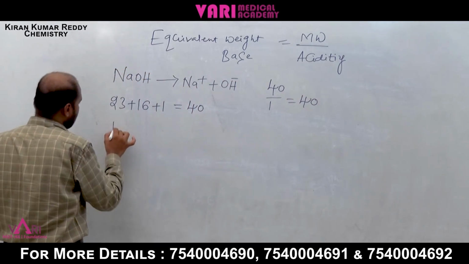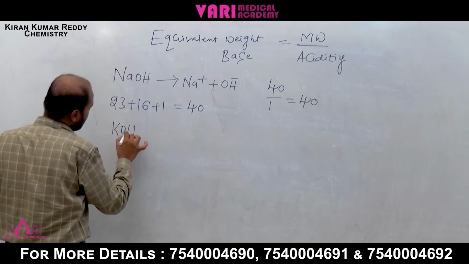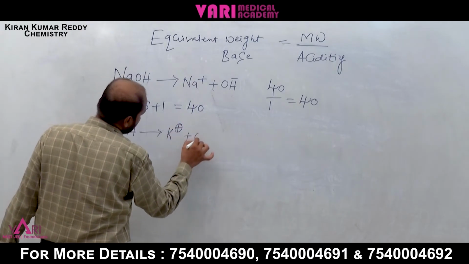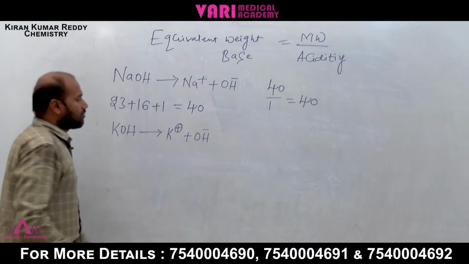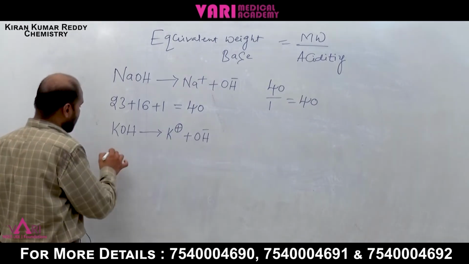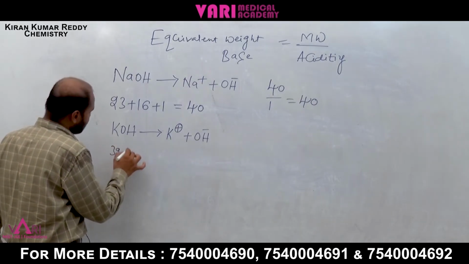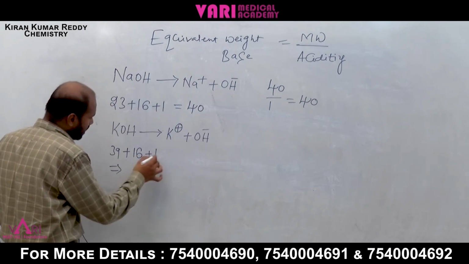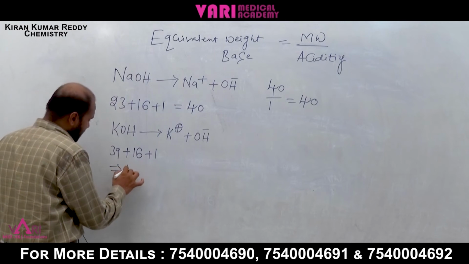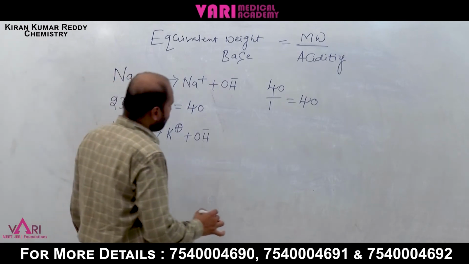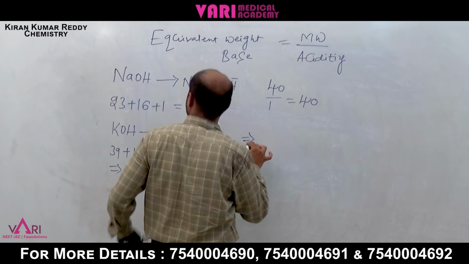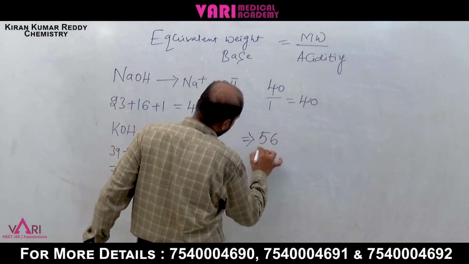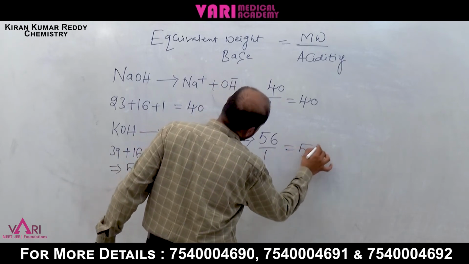If you take KOH, potassium hydroxide, it gives K plus and OH minus. Now potassium 39 plus oxygen 16 plus hydrogen 1, total 39 plus 1 is 40, 56. Now the gram equivalent weight of KOH is equal to 56 by 1, that is equal to 56.